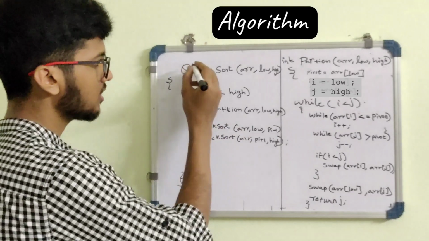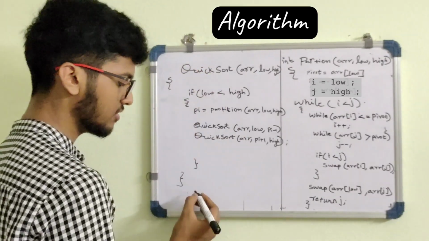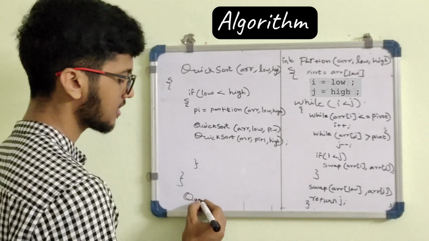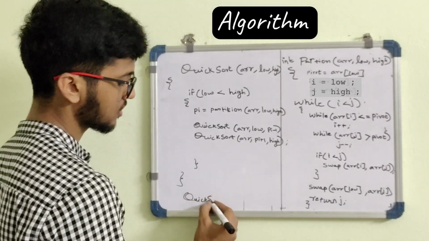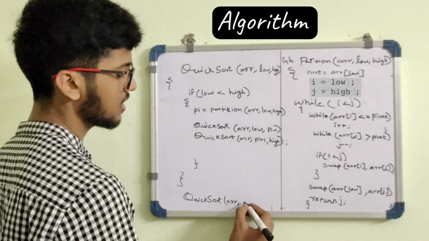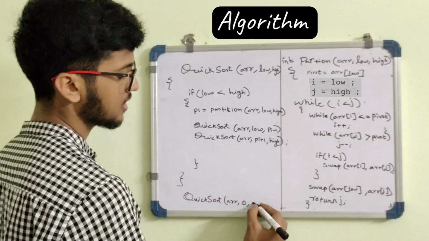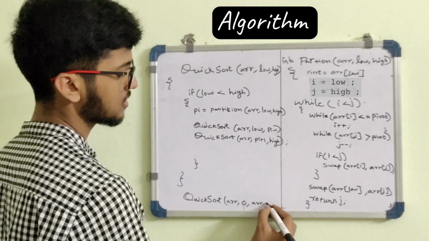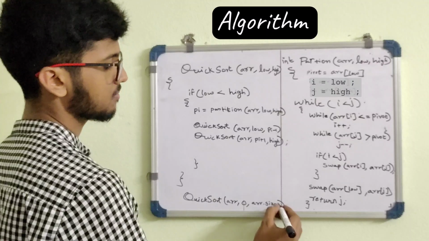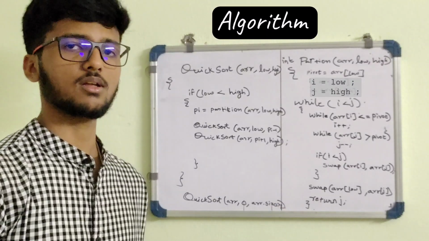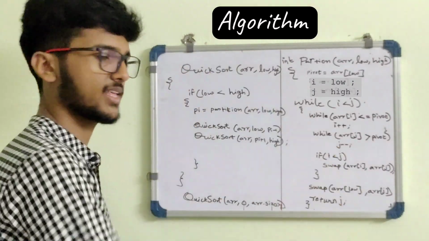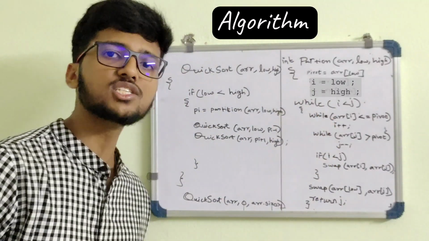You just need to call this function from your driver code, that is the main function, saying quicksort of whatever array you have initialized, comma 0, comma array dot size or length, whatever it is, minus 1, the last index we are going to pass, and this function is going to sort the array in place. Hope you understood this.